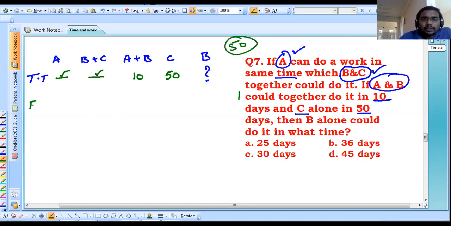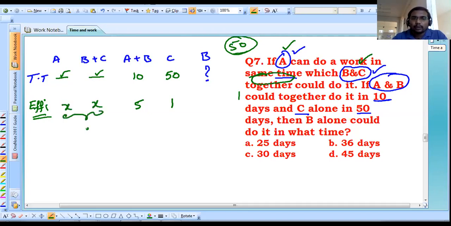Now come to efficiencies. Here A plus B, 50 units, they will complete it in 10 days. That means A and B together could do 5 units per day. What about C? 1 unit. And one most important piece of information is given to you: A, and B and C together take the same time, which means their efficiency is also the same. If this is X, this is also X.